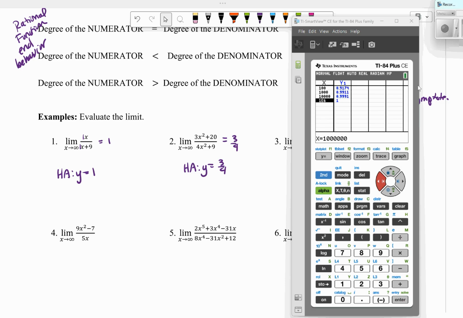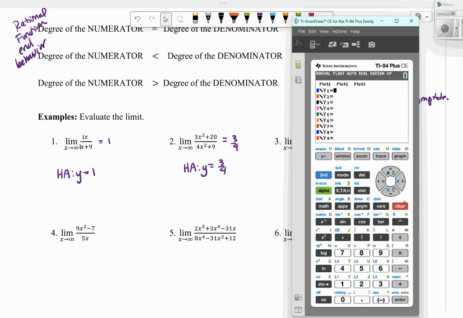So if I was to look at this on my calculator to confirm, if I go to my y equals, I'm going to plug in 3x squared plus 20 divided by 4x squared plus 9. Okay, graph. Here's the graph. So you can see it looks like it's approaching 3/4. Second window is already on ask, second graph. So as we approach larger and larger values of x, you can see that it says 0.75, so it's approaching 3/4. Just another way of looking at your graph.